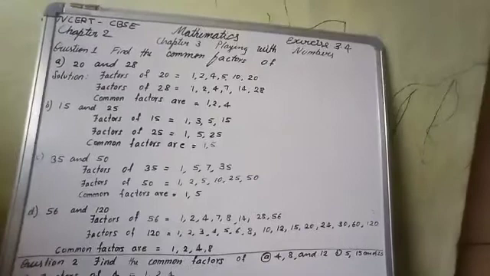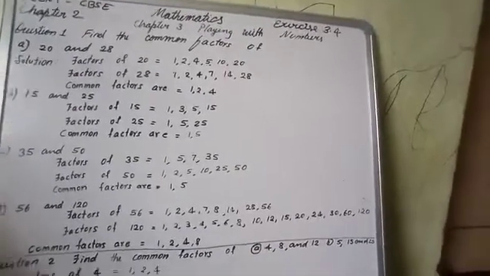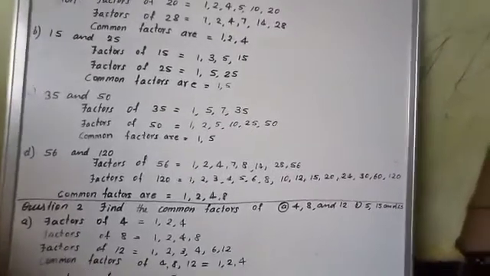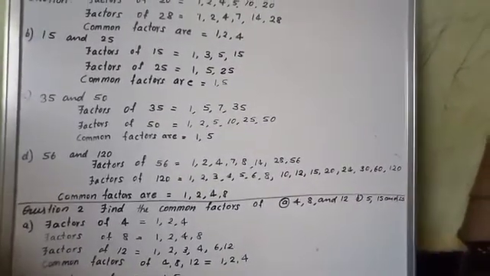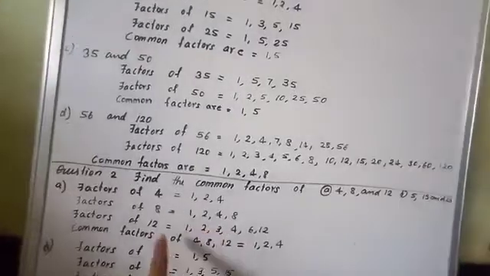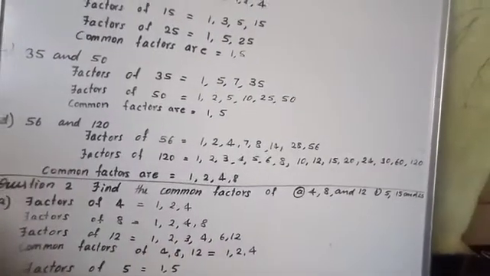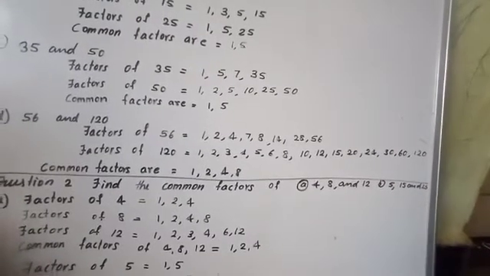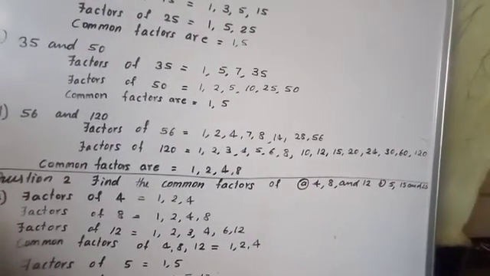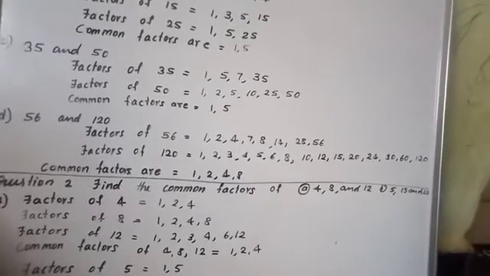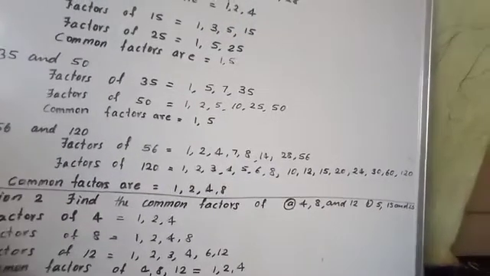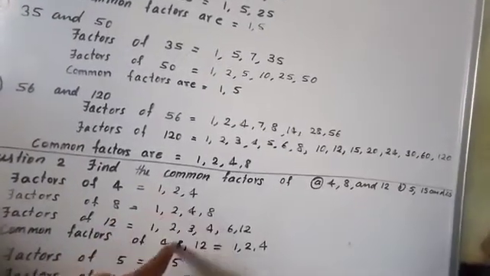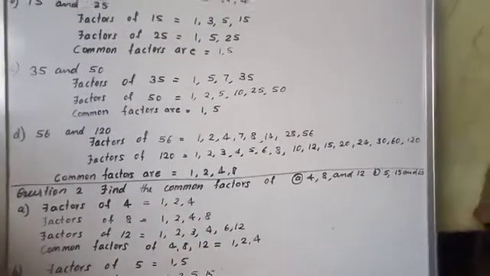Question number 2. Find the common factors of 3 numbers. For 3 numbers also, we follow the same method. Factors of 4: 1, 2, 4. Factors of 8: 1, 2, 4, 8. Factors of 12: 1, 2, 3, 4, 6, 12. So the common factors of 4, 8, 12 are 1, 2, 4. So this is the common one.